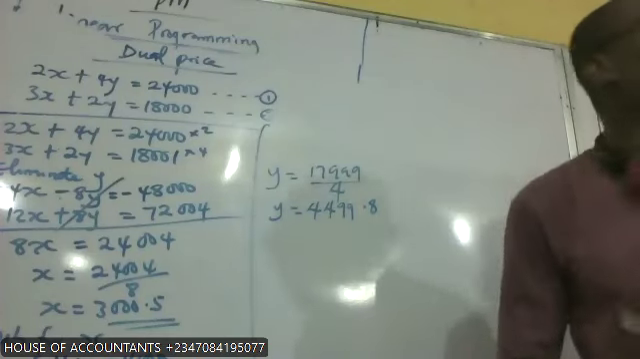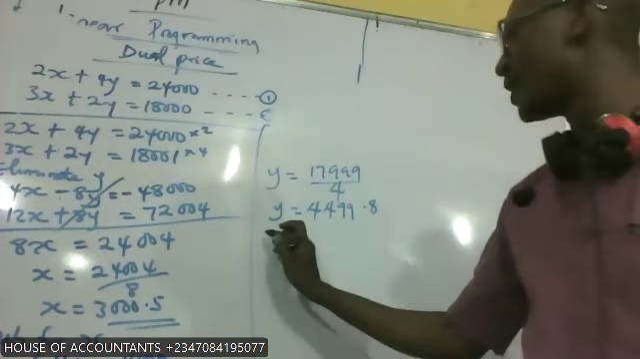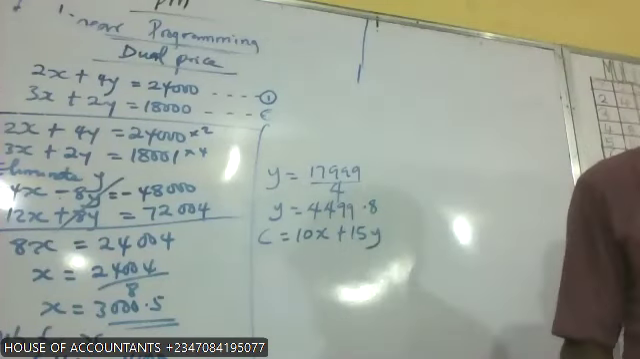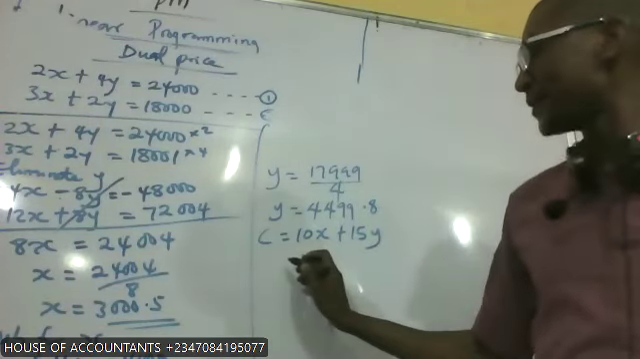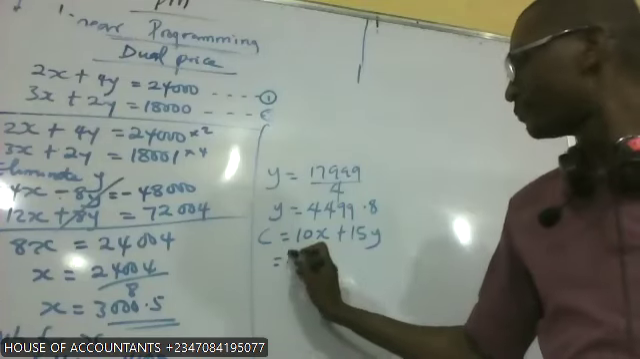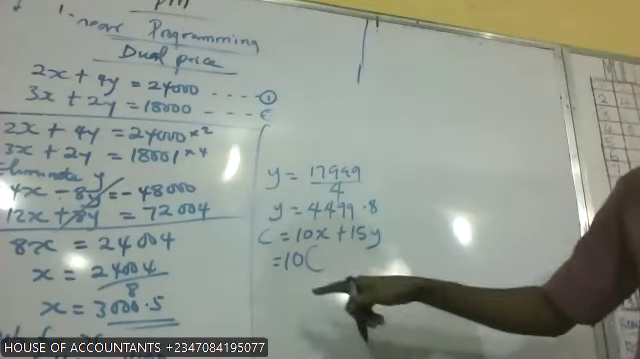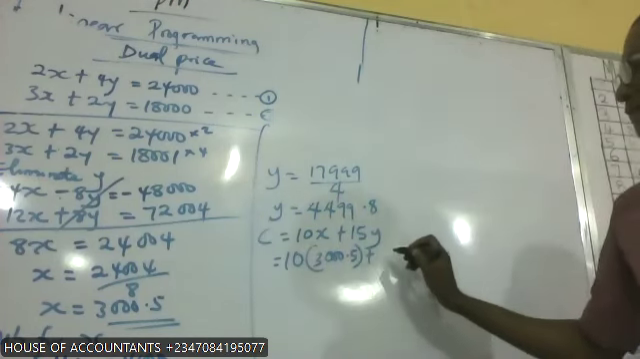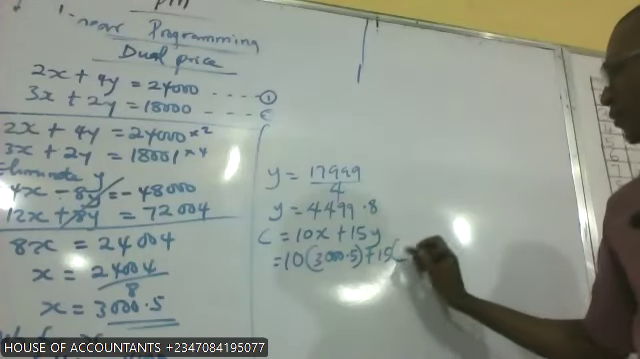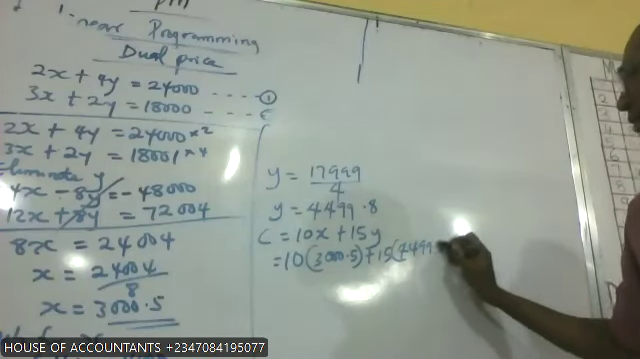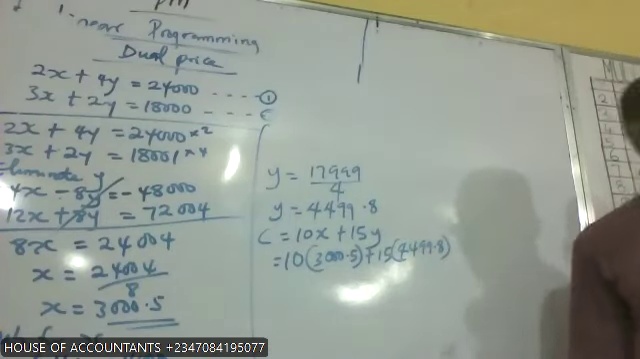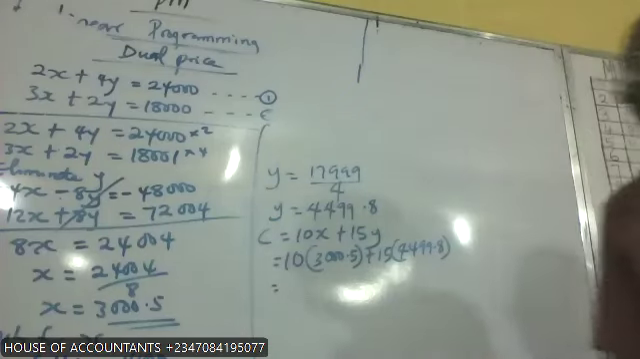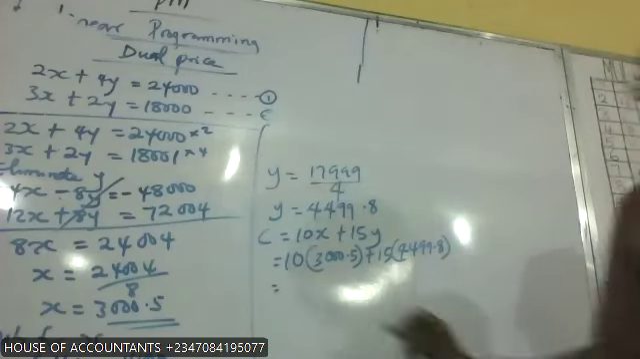So from there now, we look at the contribution. Okay, let's do the contribution. C equals 10x plus 15y. Are we right? So it's going to be 10 times our x, plus 15 times 4499.8. Are we getting the gist? Let's multiply. What do we get? 30,005.